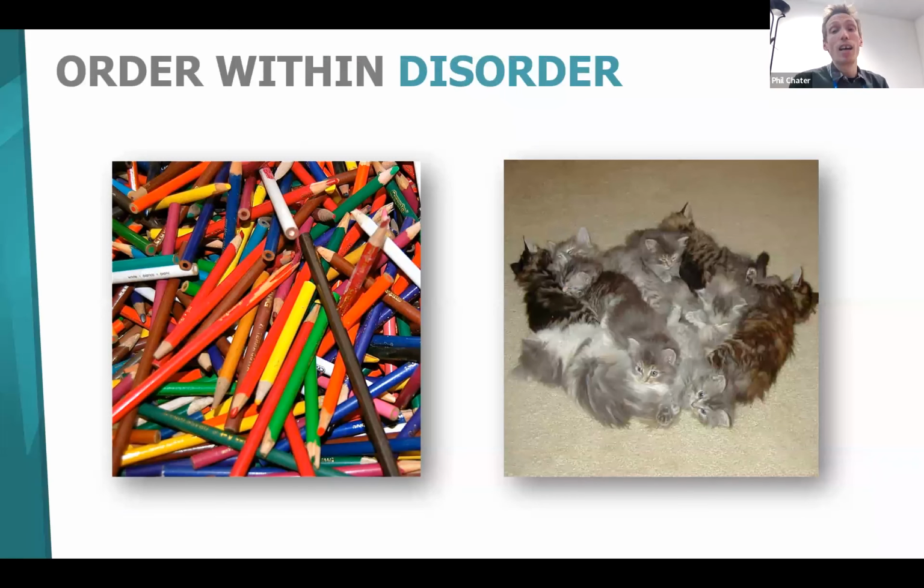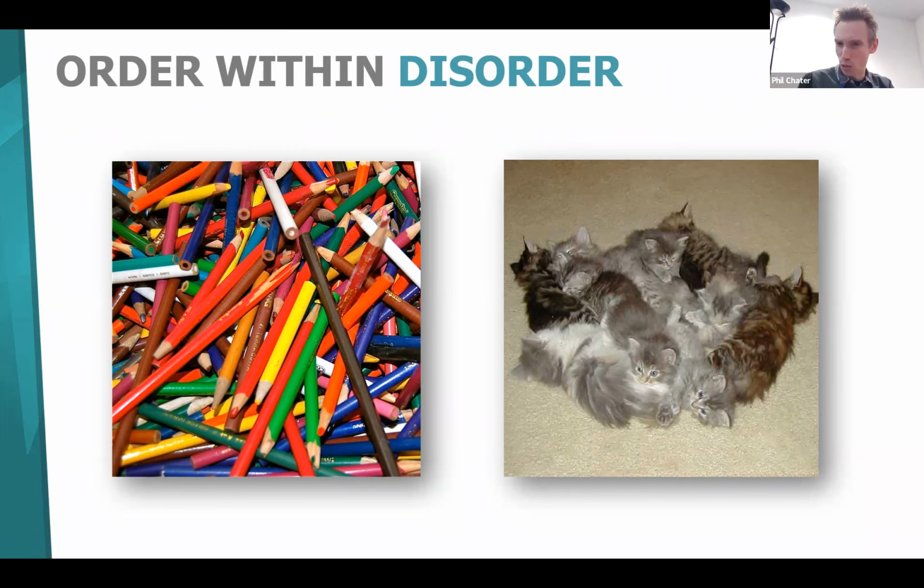Well, here we have a couple of examples. Here we have some colored pencils on the left. Although there's no ordering in terms of color, after a quick look, you can see that the pencils are lining up in a particular way. So if you were to generate a PDF of these, it would not be completely random. There are elements of order there.